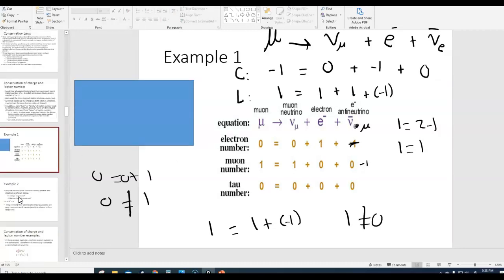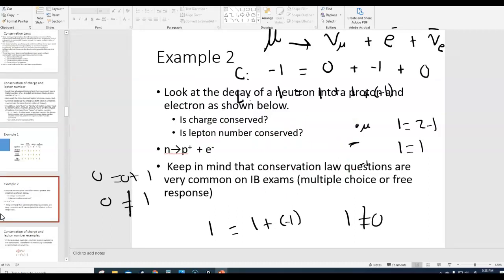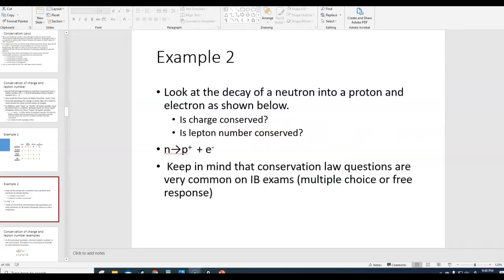Okay, so let's take a look at example 2. Example 2 says look at the decay of a neutron into a proton and an electron as shown below. Is charge conserved and is lepton number conserved? Okay, so we have a neutron decaying into a proton and an electron.